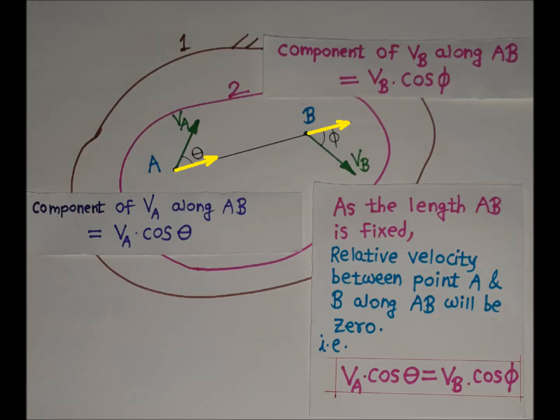As the length AB is fixed and is not going to change, the relative velocity between points A and B along AB will be 0. That is, VA cos theta should be equal to VB cos phi.